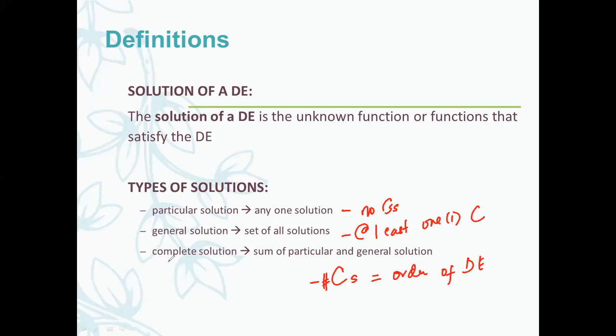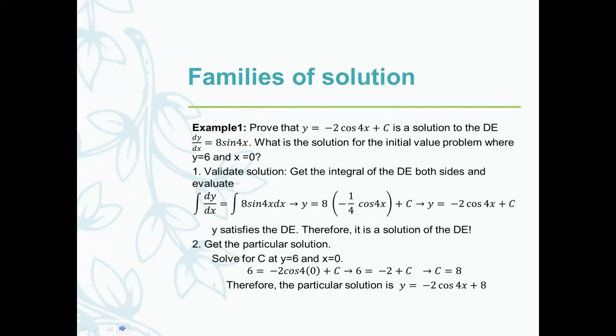For you to understand what I mean by initial conditions, let me go to the example on the next slide. Let's have this example. Prove that y equals negative 2 cosine 4x plus c is a solution to the differential equation dy/dx equals 8 sine 4x. Then it continues with the question: what is the solution for the initial value problem where y is equal to 6 and x is equal to 0?